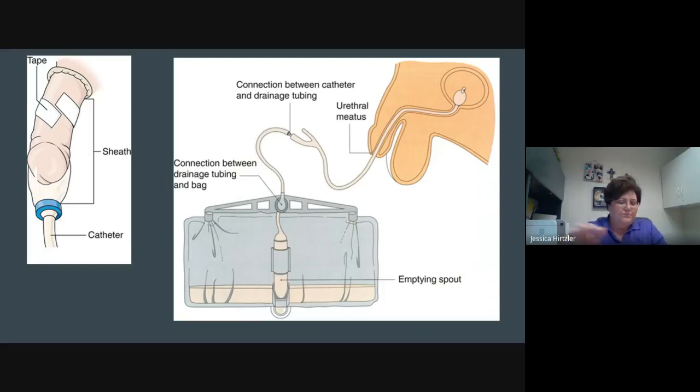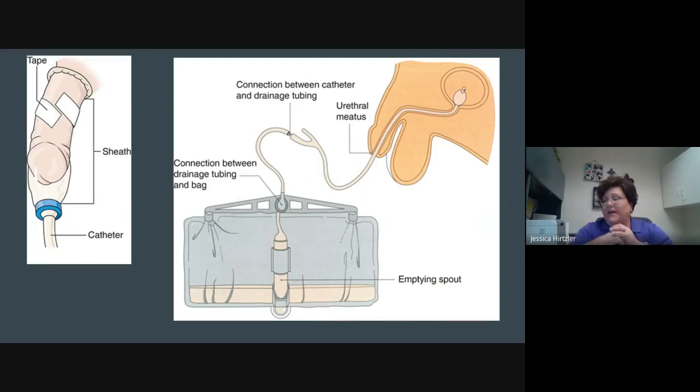Catheters, urinary catheters divert urine out of the bladder when there is incontinence or a dysfunction in the urinary tract. The Texas or condom catheter, these are for patients who can still expel urine on their own. And the indwelling catheters that we're most commonly familiar with are your Foley catheters.